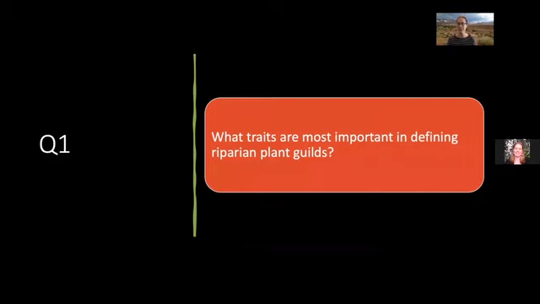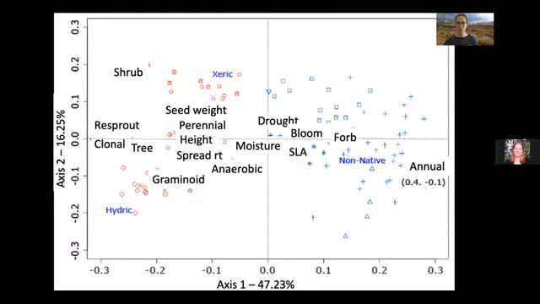And a PCOA is simply a way of ordering multivariate data into 2 dimensions so you can see relationships among different variables. So what you see here is the first 2 axes of the PCOA. Each point is a species and the symbol is its guild identity, and we'll get into the guilds more in a minute. The text represents the weighted averages or centroids of trait values. So the farther out on an axis a trait is, the stronger it is in defining that axis.